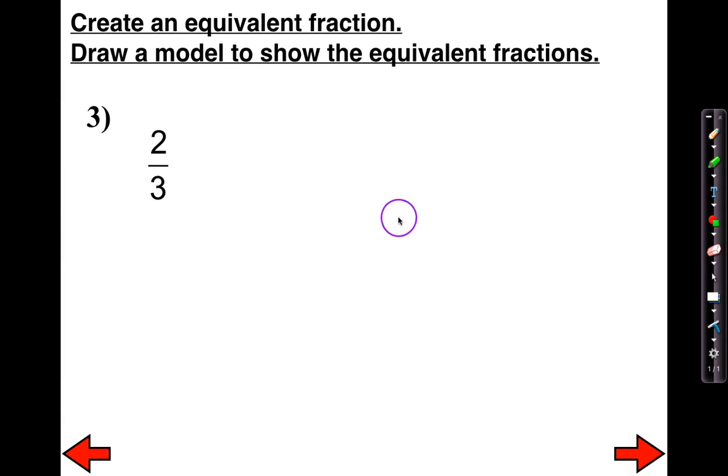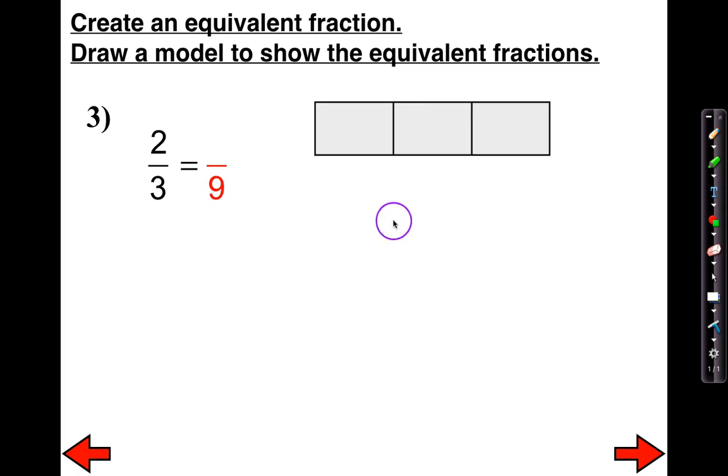Okay, what about this one? Here we have 2/3. So here we're going to have 3 equal parts, turned into 9 equal parts this time. So what should we do?